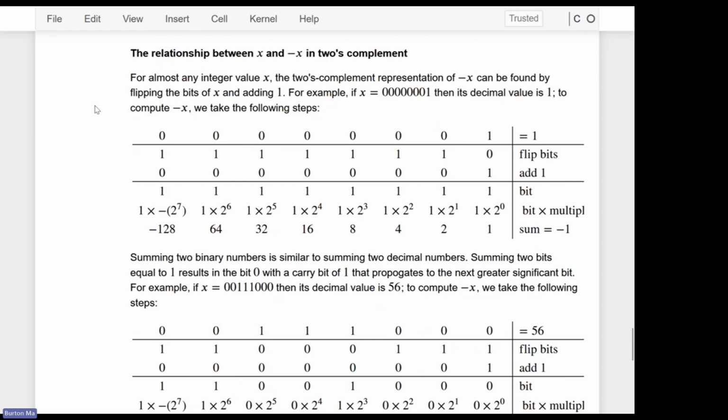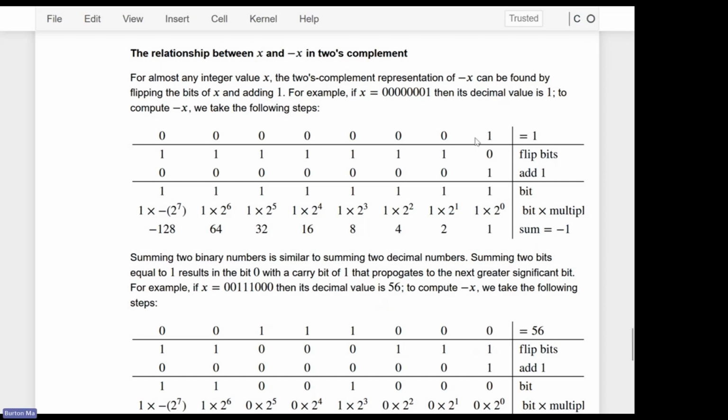Okay, so suppose you have a 2's complement binary number, X, and you would like to compute minus X. It turns out there is a neat way to do this. So you want to negate a two's complement value. There is an algorithm for doing this. For almost every value X, the algorithm is: flip the bits of the number, so zeros become ones, ones become zeros, and then add one to the number with the flipped bits.